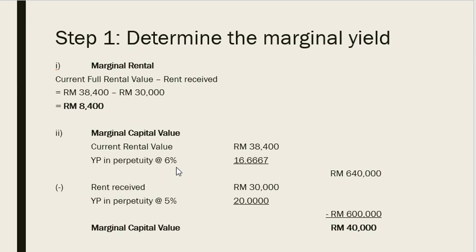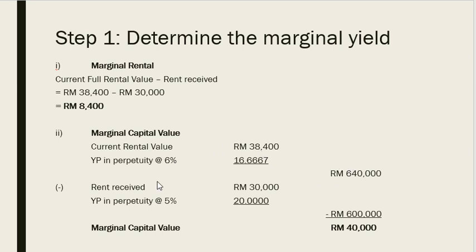So 1 divided by 0.06 and you will get the answer of 16.6667. Remember, only 4 decimal places here. So this one times this one and you will get the answer here, 640,000. So this would be the capital value for the highest rent. That would be the marginal capital value for this rental value, right?